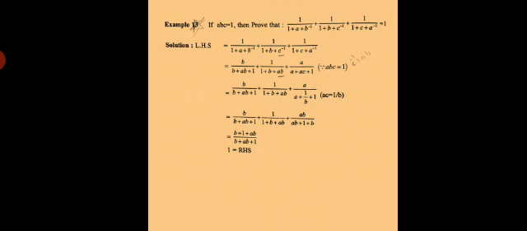If abc is equal to 1, then prove that 1 upon 1 plus a plus b raised to minus 1, plus 1 upon 1 plus b plus c raised to minus 1, plus 1 upon 1 plus c plus a raised to minus 1, is equal to 1. Okay, now take the LHS part.